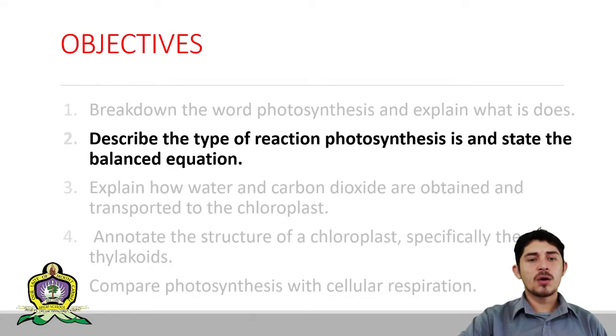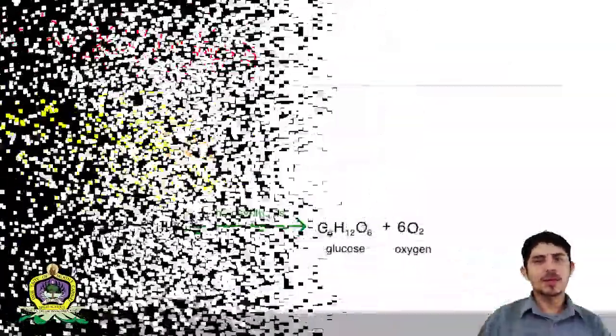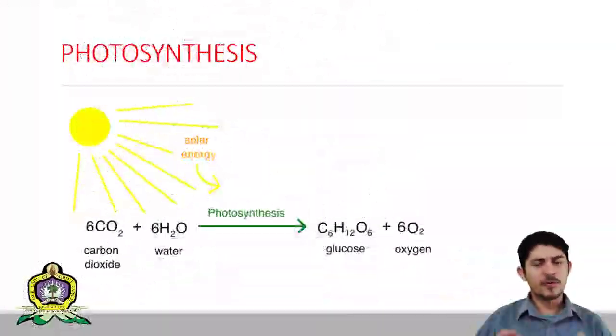Let's look at our next objective: to describe what type of reaction photosynthesis is and state the balanced equation. It all boils down to this. If you don't learn anything from this session, I at least need you to remember this equation.